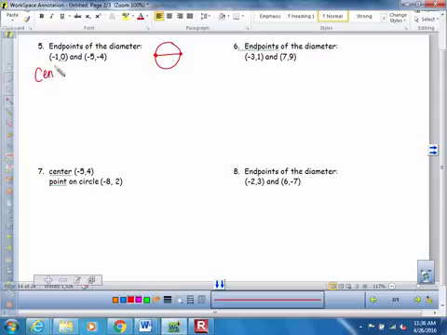So we're looking for our center and our radius. How can we find the center of that? You do the midpoint theorem. So for our midpoint formula, I'm going to go up here and label x1, y1, x2, y2. And that's going to be negative 1 plus a negative 5 divided by 2, and 0 plus a negative 4 divided by 2. And so my midpoint would be negative 3, negative 2.